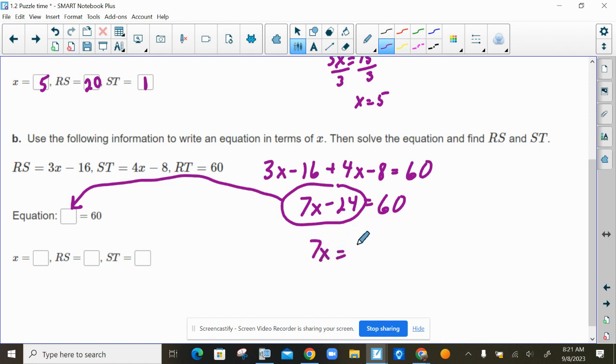We're going to add 24, which is going to be 84. And when we divide, I'll grab a calculator just because you're allowed to have a calculator, we're going to get a nice answer of 12. So when we divide, we get x equals 12. Okay, so 12 goes there. That turns green.